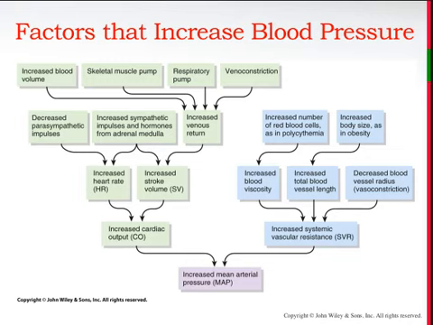In any of the cases, increasing the viscosity, increasing the vessel length, or decreasing the vessel radius, or alternatively you can just simply say vasoconstriction. Any of those three are going to increase the resistance, the systemic vascular resistance, and that will increase our blood pressure, our mean arterial pressure.